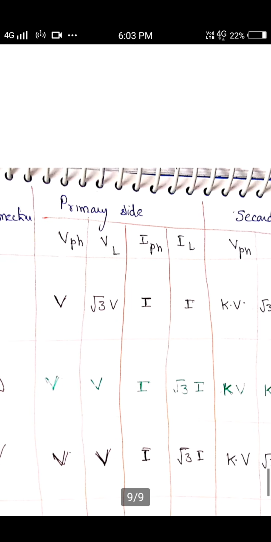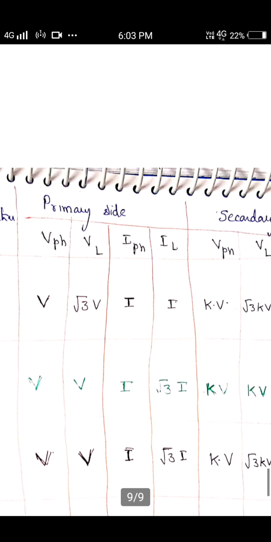Because it's a star connection, the line current is also equal to I. Now those values are shifting to the secondary side. See, the primary voltage is V1. What is the secondary voltage? The secondary voltage is V2. K is equal to V2 by V1, we discussed. So the primary voltage is V. Then what is the secondary side voltage? V2 is equal to K times V.